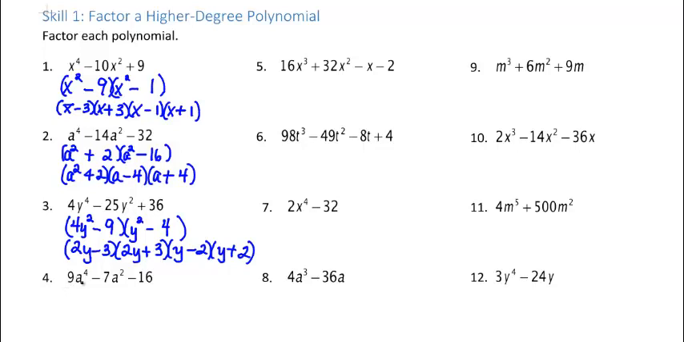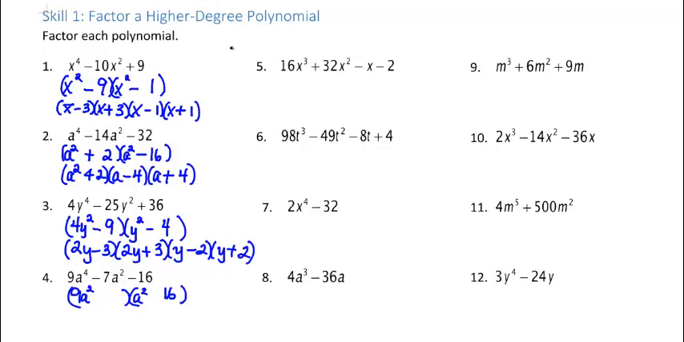9a to the fourth minus 7a squared minus 16, a trinomial. So if we want to find the factors of 9a to the fourth, let's just try 9a squared and a squared. And for 16, there's 16 and 1 or 4 and 4. So if I put the 1 in 16, notice that I would get 9 times 16, which is 144, and 1, so that definitely won't give us the 7 there.